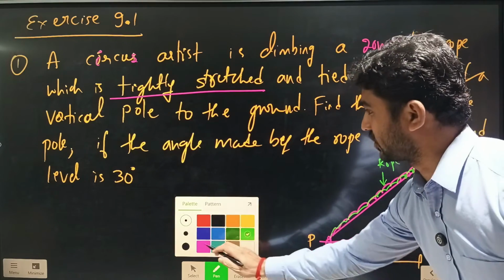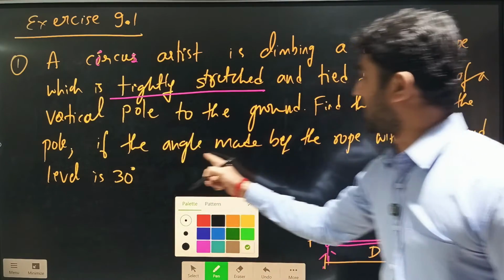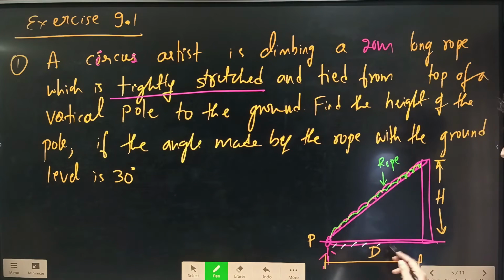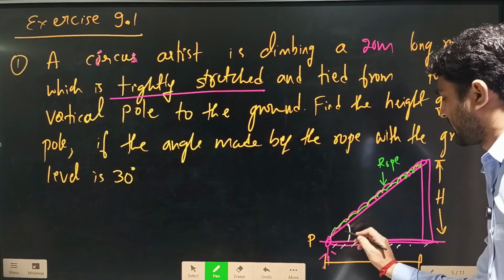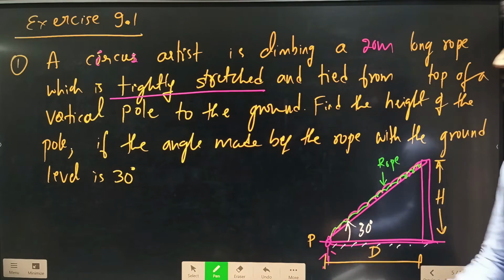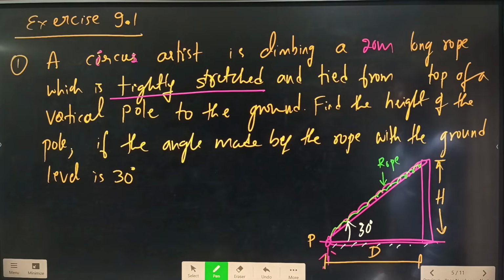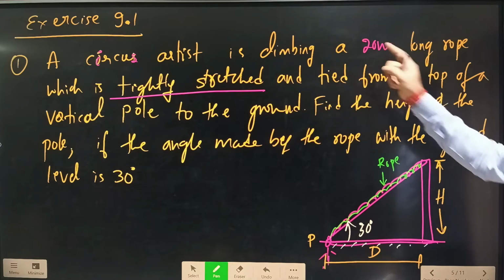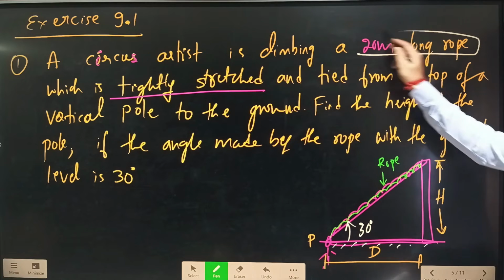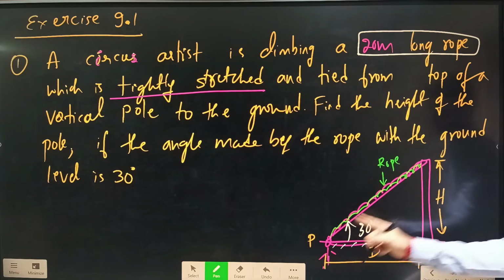So according to this condition, what is he saying there? If the angle made by the rope with the ground, ground means this. This is the ground level. About this point, what is the angle? 30 degree. That's it. Now, what is my aim? What is the length of the rope? 20 meter long rope.